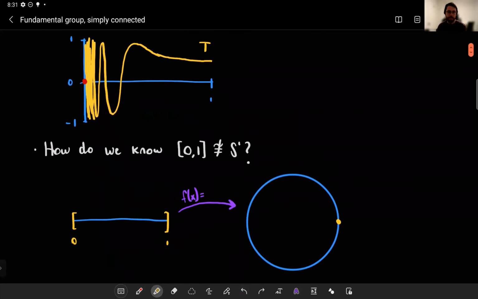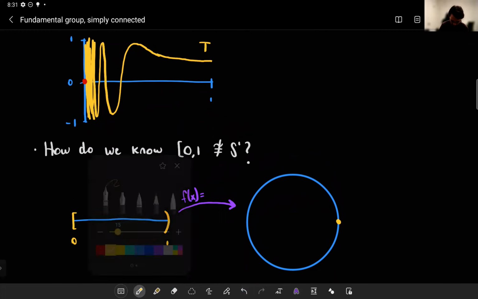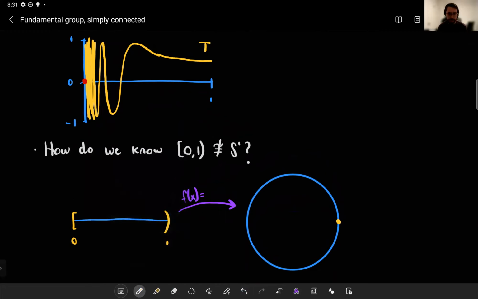What about something like this? So let me actually change this so it's a little more friendly. Let's make this open on this side. Why isn't this interval homeomorphic to the circle, which we call S1? And you might look at it and be like, well, I can convince myself it's not homeomorphic.